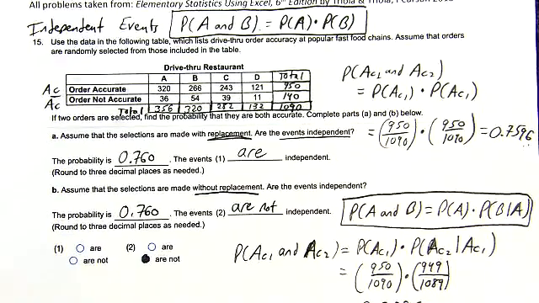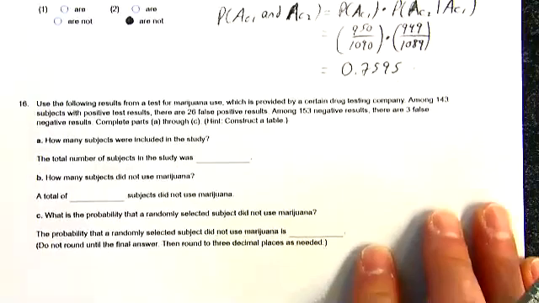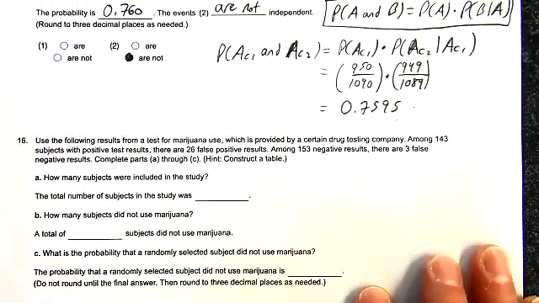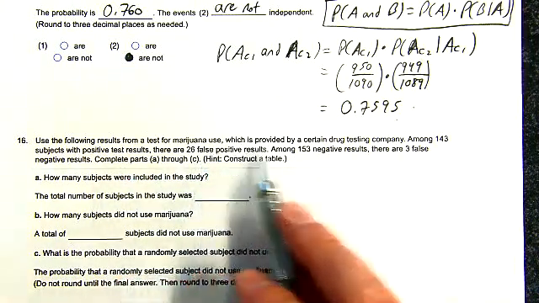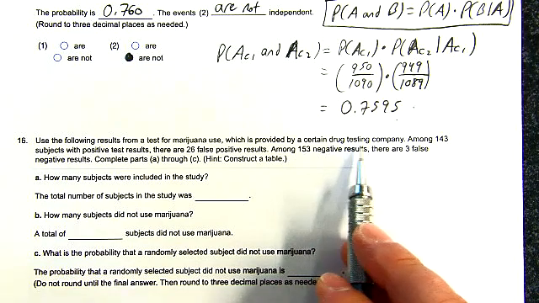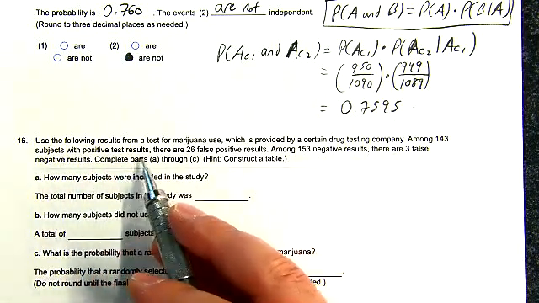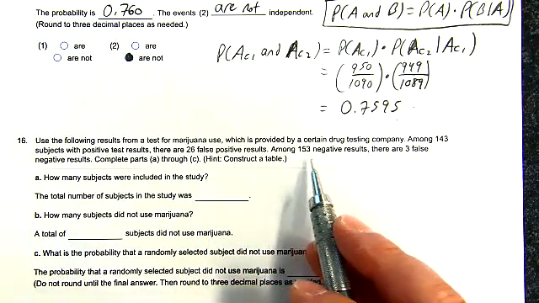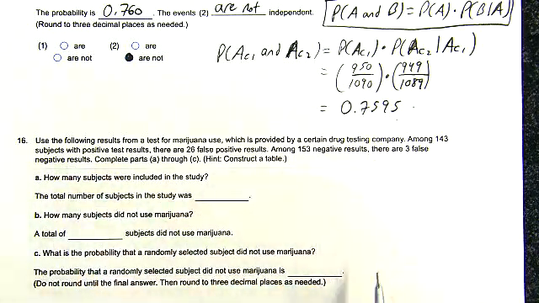The challenge in 16 is they want us to build the table ourselves. So in the previous two, they gave us the table, but now we have to build it ourselves. It says, use the following results from a test of marijuana use, which is provided by a certain drug testing company. Among 143 subjects with positive test results, there are 26 false positive results. Among 153 negative results, there are 3 false negatives. Complete. It says, hint, construct a table.